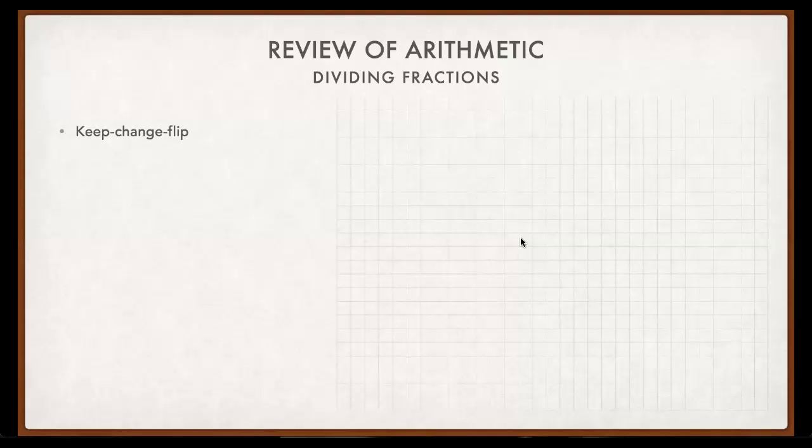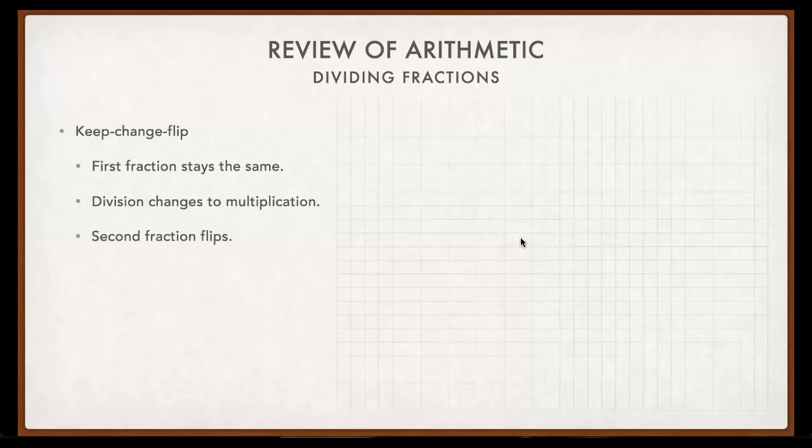When we divide fractions, we're going to keep, change, flip. The first fraction will stay the same, that's keep. The second thing that happens, the change, is division will change to multiplication, and the second fraction will flip. The bottom will become the top, and vice versa. Then we just treat it like multiplication of fractions.